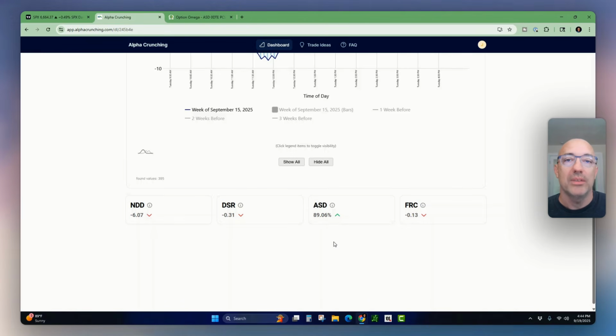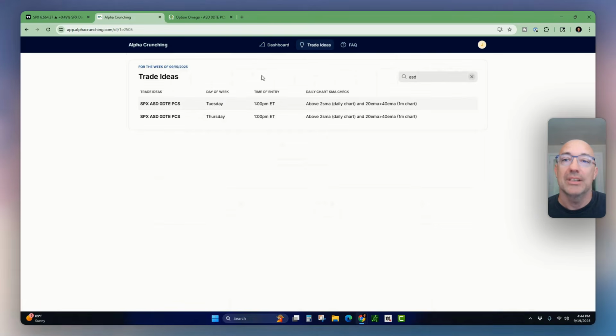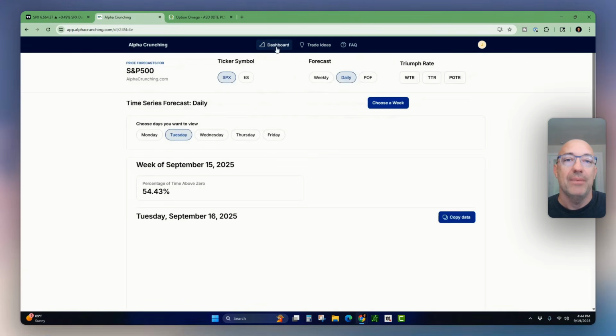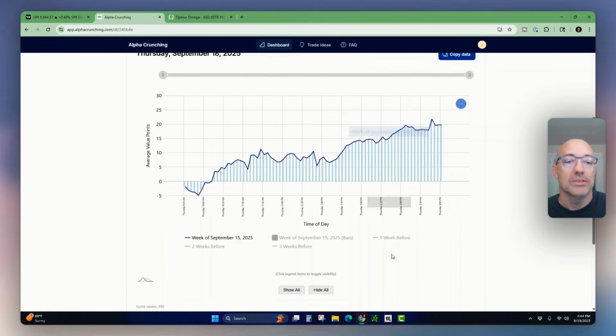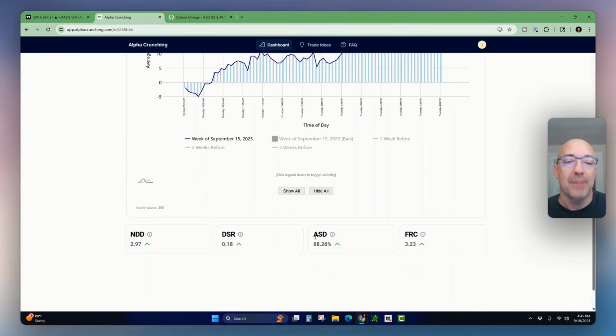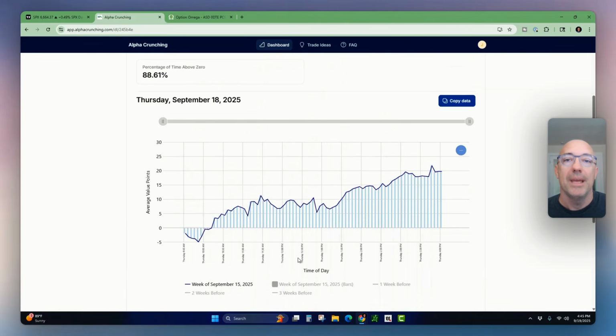I tried to boil this down to something very simple: is it green or is it red? For this week on Tuesday, it was green. Therefore, this trade is going to show up on Tuesday for the ASD strategy. If we take a look at Thursday, for example, the forecast is relatively bullish itself, but also the ASD is positive. So Thursday is going to show up.